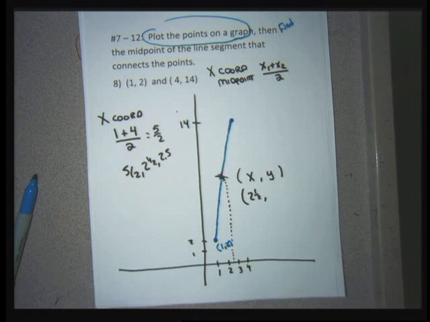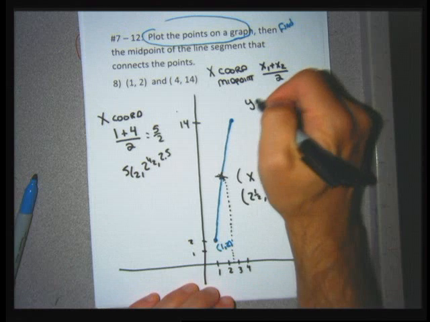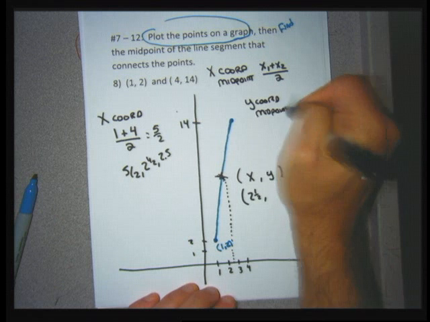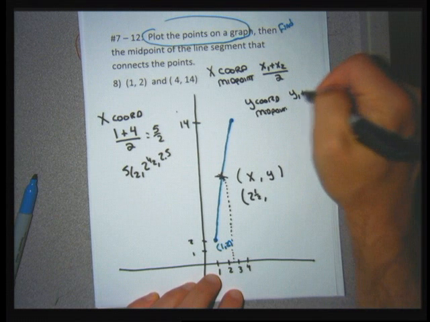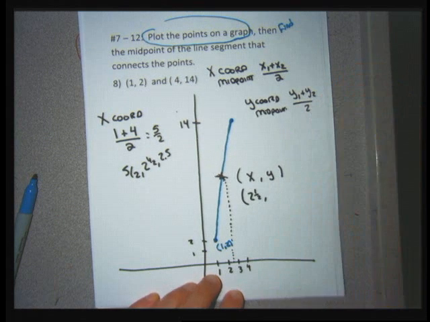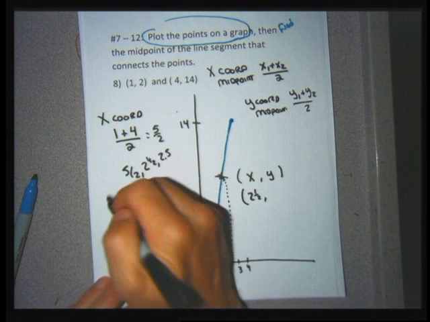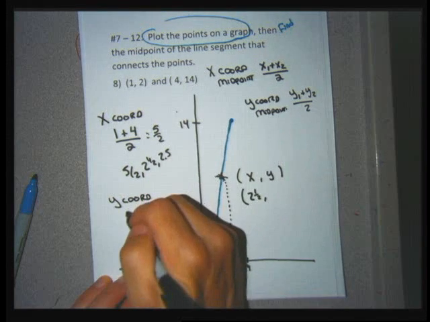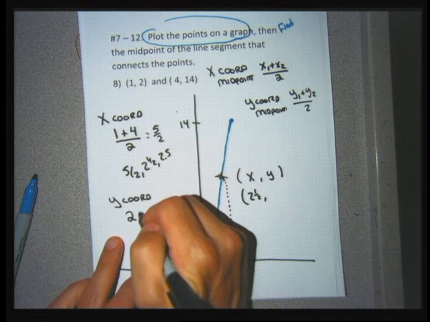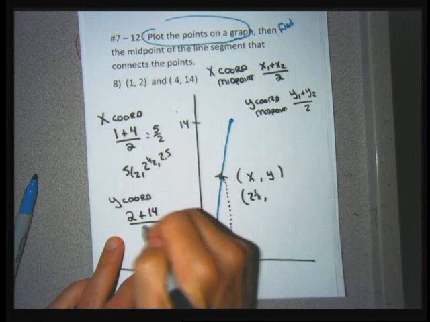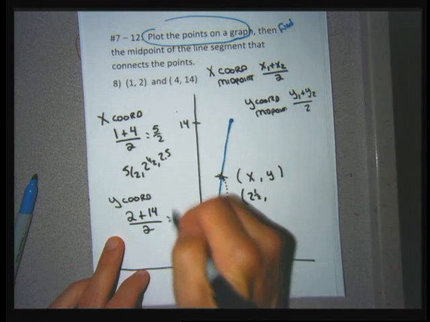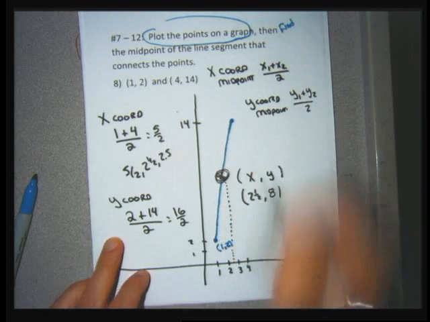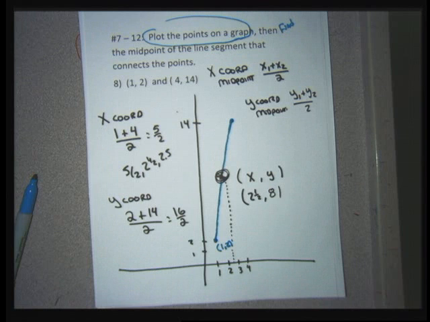To get the y-coordinate of the midpoint, which is the rest of the answer, I'm going to do something similar. I'm going to add up the y-coordinates of the points and divide by 2. So there's 2 computations to get the midpoint because it has both an x and a y coordinate. The y coordinate, I'm going to take the y of the first point, which is 2, plus the y of the second point, which is 14, and divide by 2. This is going to give me 16 over 2, which is going to be 8. So this point, if I drew it on graph paper, would be the point 2.5 comma 8.